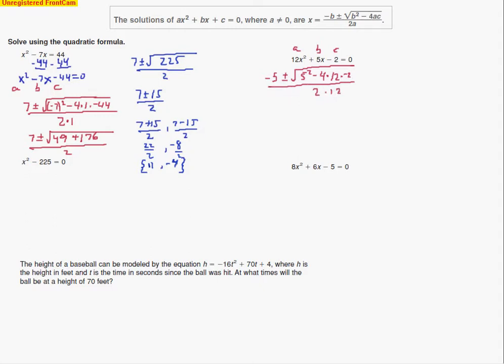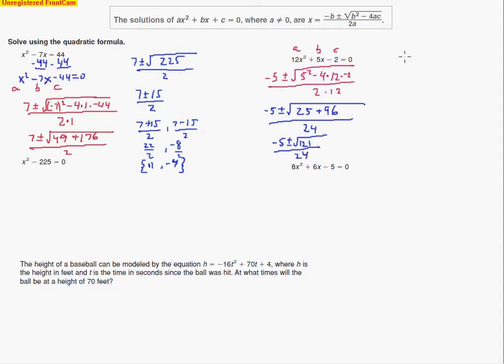Now we do some work there, and we end up with still having this negative 5 plus or minus the square root. We get 25 when we square the 5. And note the two signs here. The negative and the negative multiply to make a positive. 4 and 2 make 8 times 12 makes 96. This is all over 2 times 12 is 24. And so we're ready to add that 25 plus the 96, and that gives us 121. And this is still all over the 24.